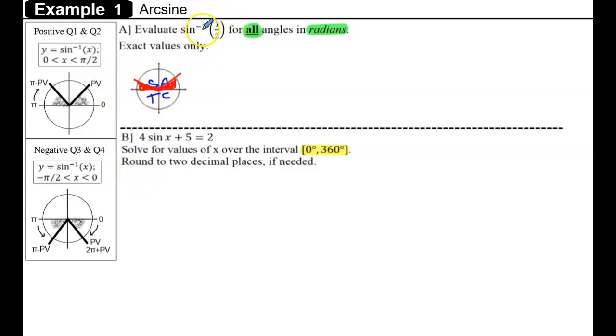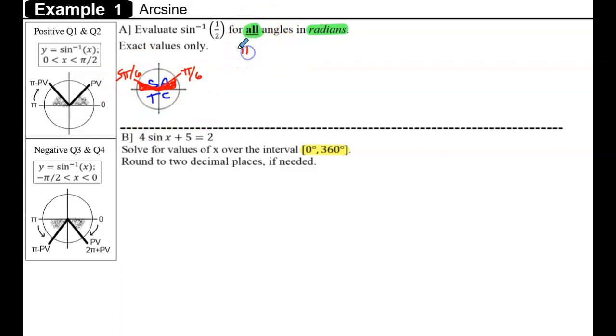Arcsine of 1/2 is asking us what angle in radians has a y-coordinate of 1/2, and that would be pi over 6 in quadrant 1, and it would be 5 pi over 6 in quadrant 2. We remember that from our study of the unit circle. But we want not just the one revolution around the circle answers, but all possible answers.